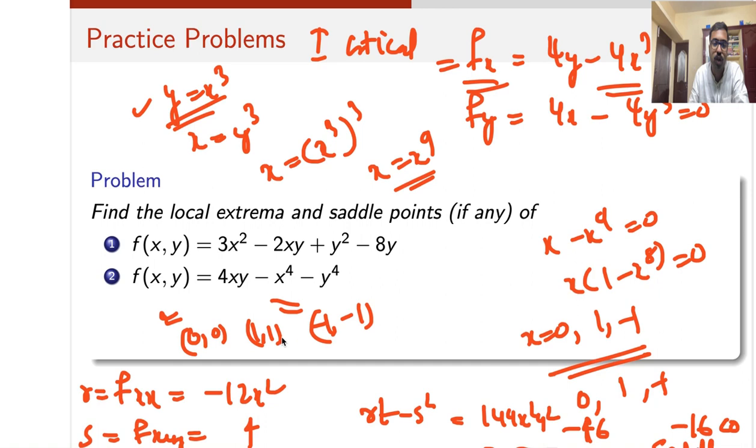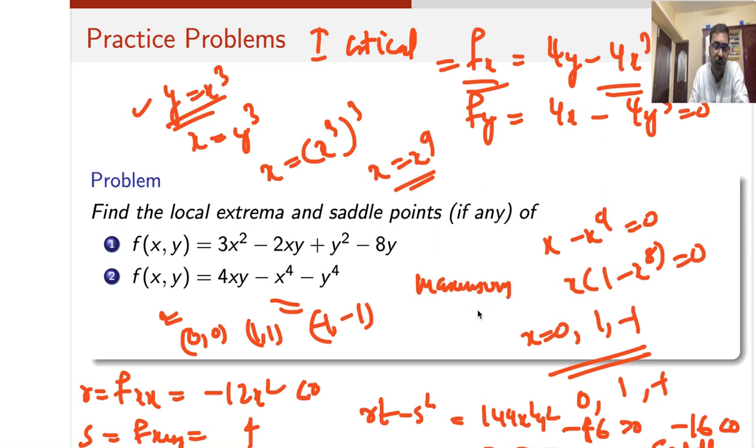Again, if I substitute (1, 1) into this rt minus s square, what will I get? It will be 144 minus 16, which is greater than 0. So it can be a maximum or minimum point. I don't know whether it is an extreme point, so to decide whether it's a maximum or minimum, I have to substitute (1, 1) into this r. When I substitute, I will be getting minus 12, which is less than 0. That means (1, 1) is a maximum point. It's very straightforward substitution.